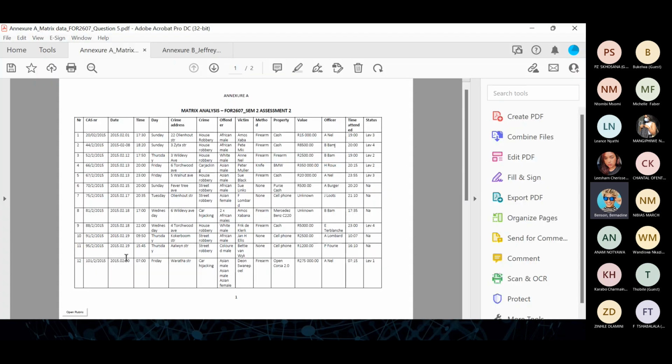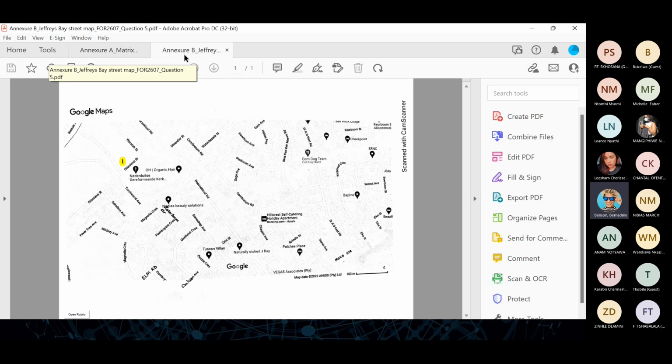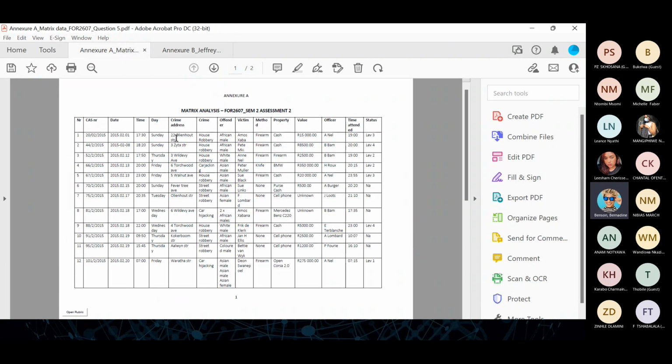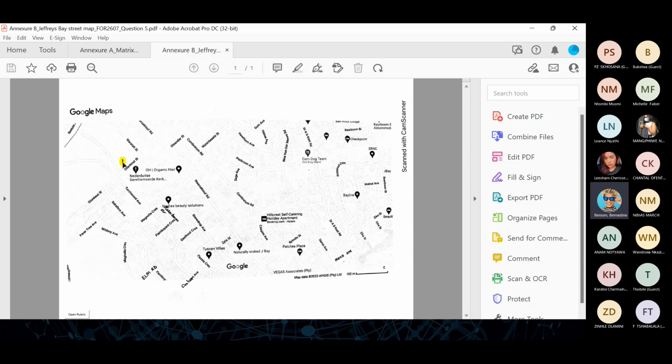Now, in one of the questions in the assessment, you are going to get this matrix. I'm giving you the matrix. But you are also going to get a map. So what you are going to do is you are in one of the questions going to take the information. Let's take number 1. It was a house robbery in Olenhout Street. Now I've plotted it here for you. Can you see? There's number 1. So there was the house robbery in Olenhout Street.